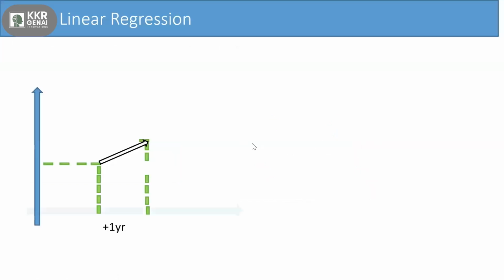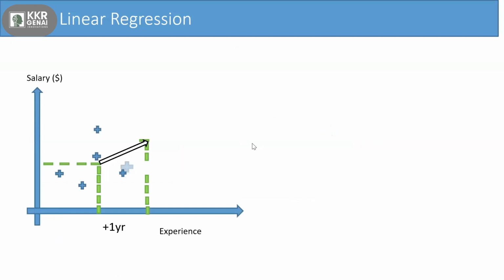Okay, let's see, considering the salary problem itself. Here, the plotted symbols you can see are the historical data. Below the line you can see that this is x and this is y. The x you can consider as the years of experience, and the y, the vertical line, you can consider as the salary range.